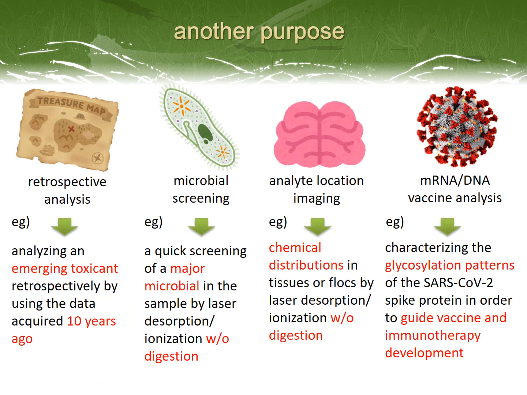Besides quantification and structural elucidation, mass spec can do so many things. For instance, mass spec can analyze an emerging toxicant retrospectively, by using the data acquired 10 years ago. Perform a quick screening of a major microbe in the sample, by laser desorption ionization without digestion. Visualize chemical distributions in tissues or flocs, by laser desorption ionization without digestion. Characterize the glycosylation patterns of the SARS-CoV-2 spike protein, in order to guide vaccine and immunotherapy development, and so on.